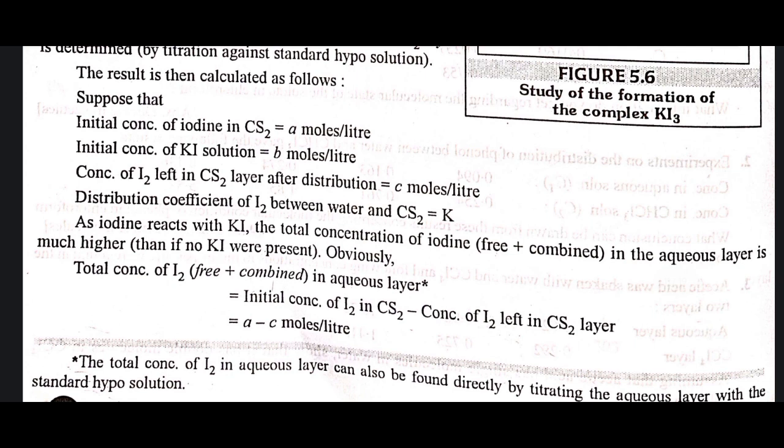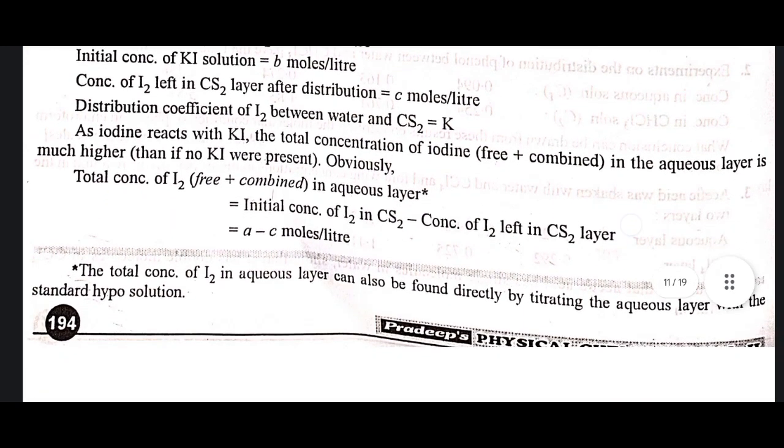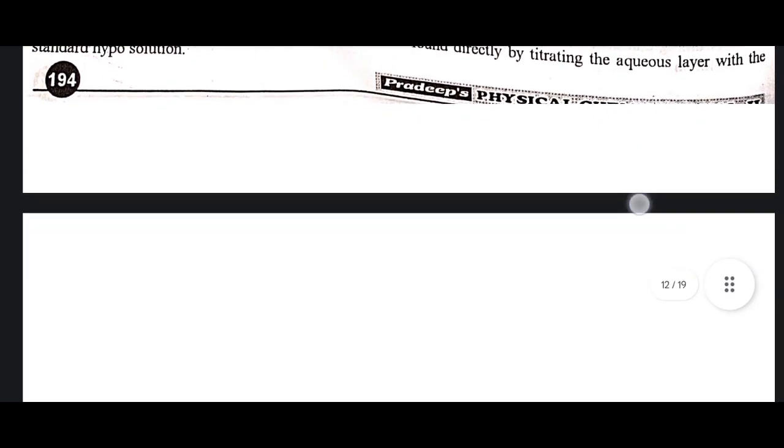As iodine reacts with KI, the total concentration of iodine, free plus combined, in the aqueous layer is much higher than if no KI were present. Obviously, the total concentration of I2, free plus combined, in the aqueous layer is equal to the initial concentration of I2 in CS2 minus the concentration of I2 left in the CS2 layer, which is equal to A minus C moles per liter. The total concentration of I2 in the aqueous layer can also be found directly by titrating the aqueous layer with the standard hypo solution.